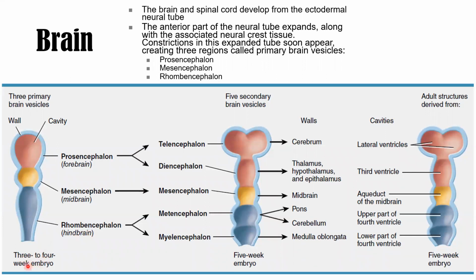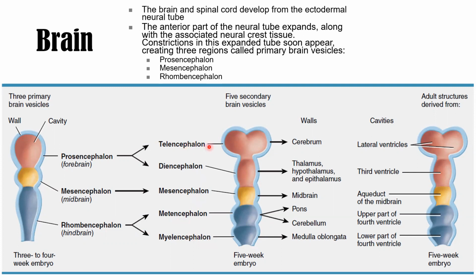At a 3 to 4 week embryo, there would be three primary brain vesicles. At a 5-week embryo, there would be five secondary brain vesicles. Three weeks, three primary brain vesicles; five-week embryo, five secondary brain vesicles. Your prosencephalon will make up your telencephalon and diencephalon. Then mesencephalon, still mesencephalon. Your rhombencephalon would make up your metencephalon and myelencephalon.